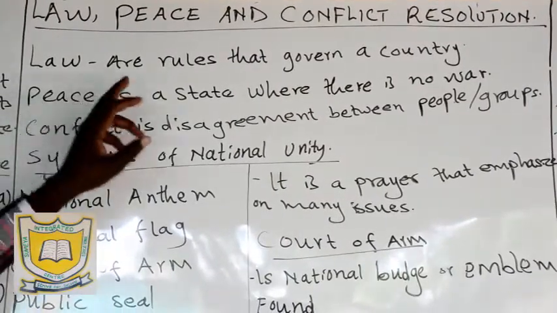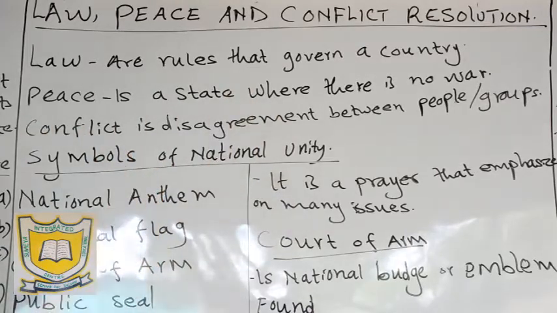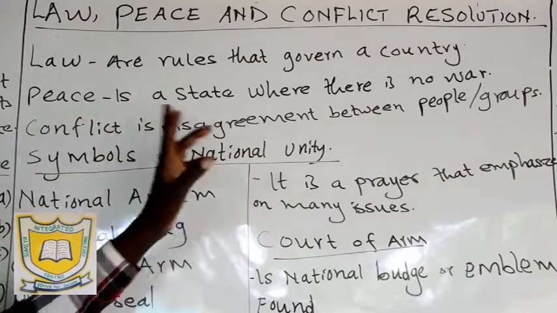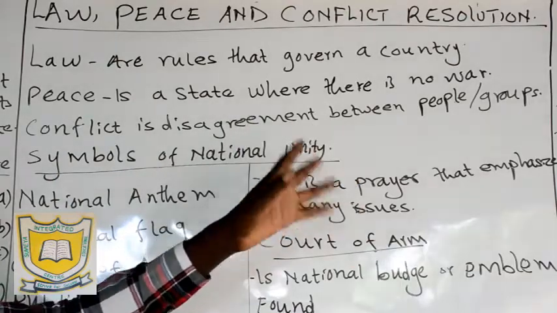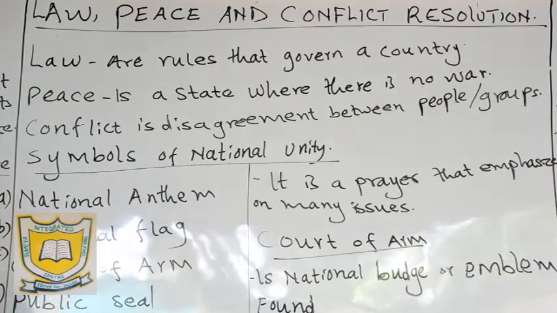Then we have peace. Peace is a state where there is no war, where people are living well, in harmony. So that is what you call peace. There is no fighting, no quarreling, and so on. And then we have conflict. This is disagreement between people and groups, between people or parties. It's a disagreement, misunderstanding between groups.